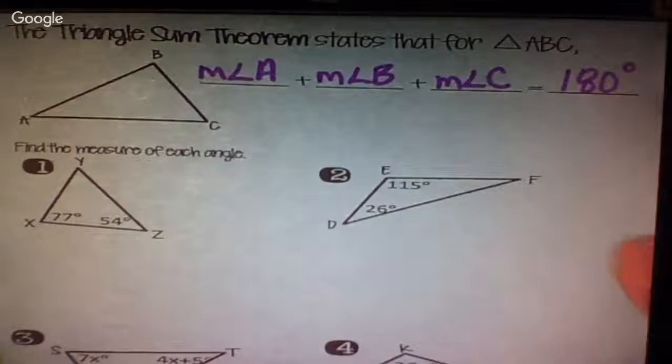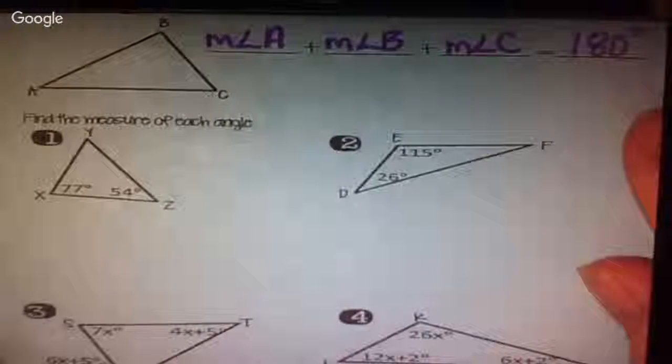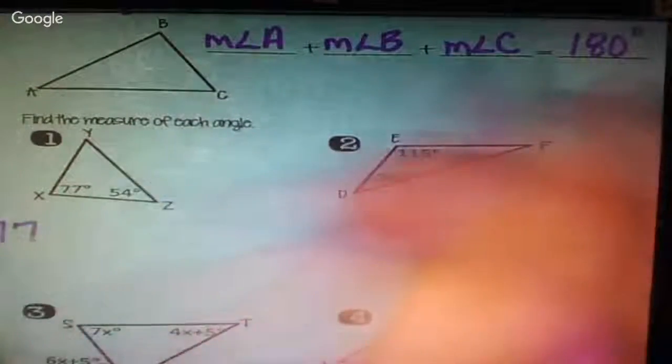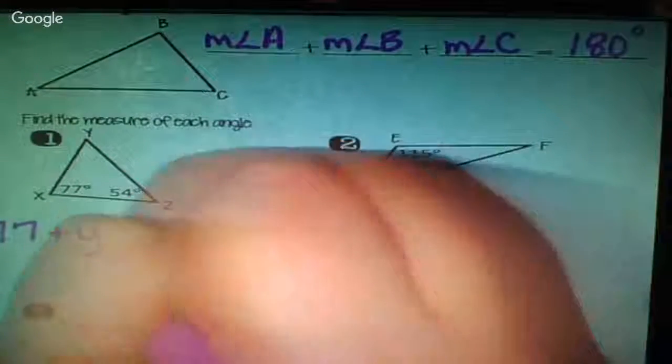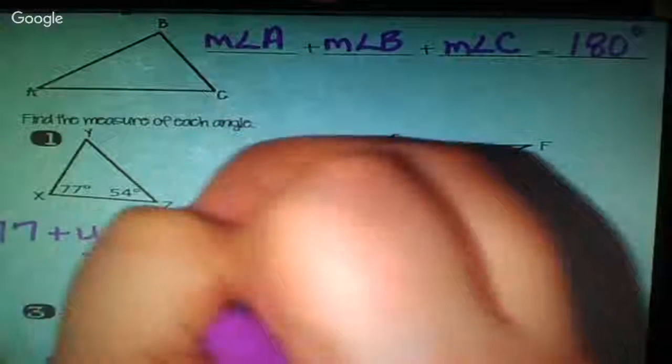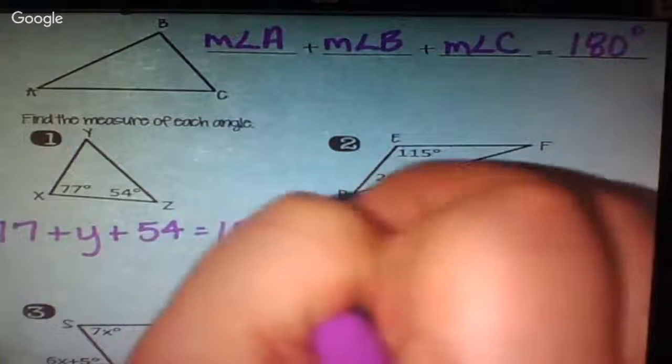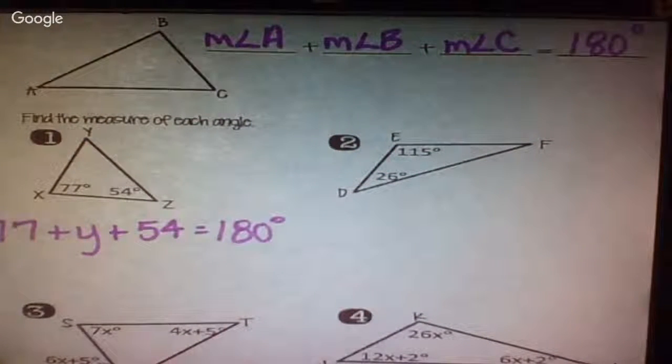So, if I want to do number 1, X is 77. We don't know what Y is. And we know Z is 54. And when I add them together, they should equal 180. The measure of angle. Okay. That's how you read that.